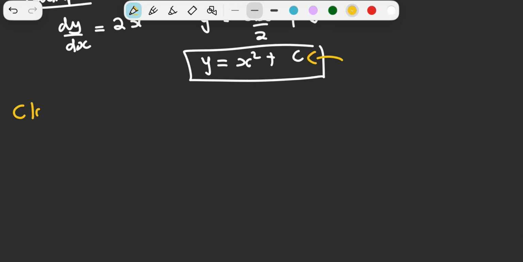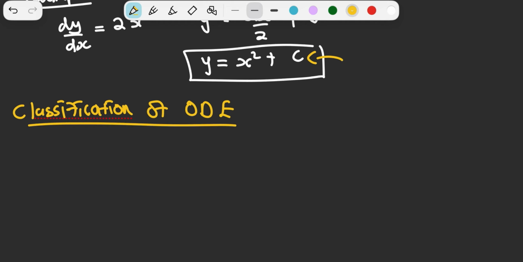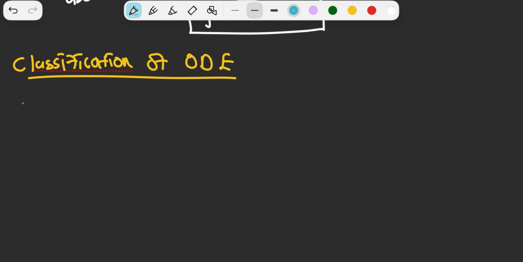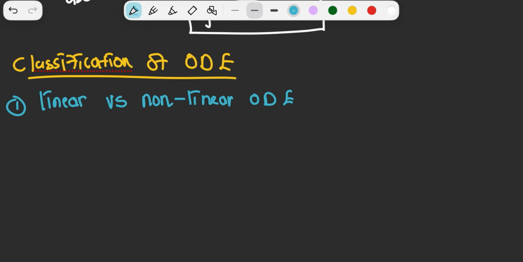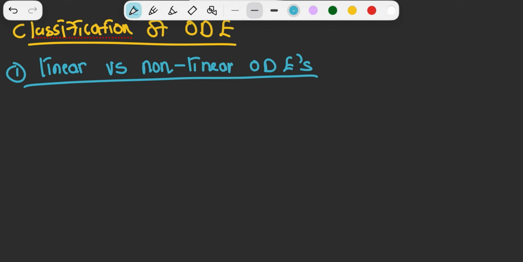So, classifications of ODEs. The first classification that we're going to talk about, classification number 1, is linear versus non-linear ODEs. An ODE can be said to be linear or non-linear, and we need to understand what that means. So first up, it's linear. An ODE is linear if the following is satisfied.